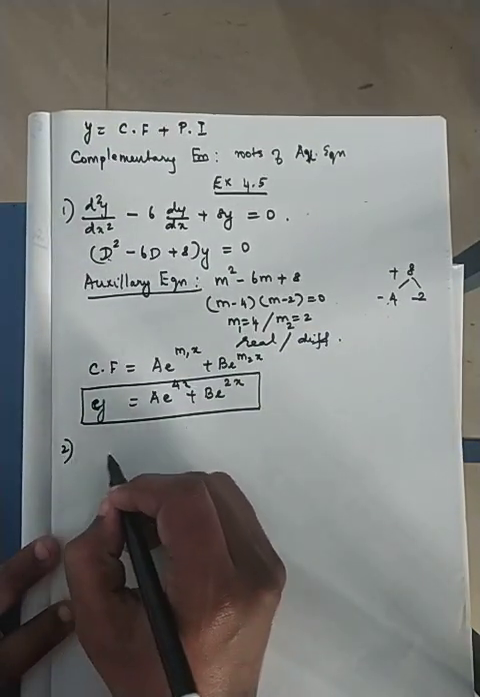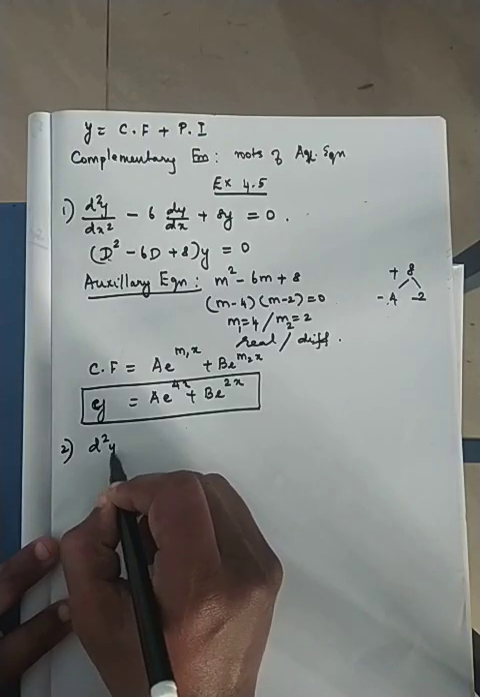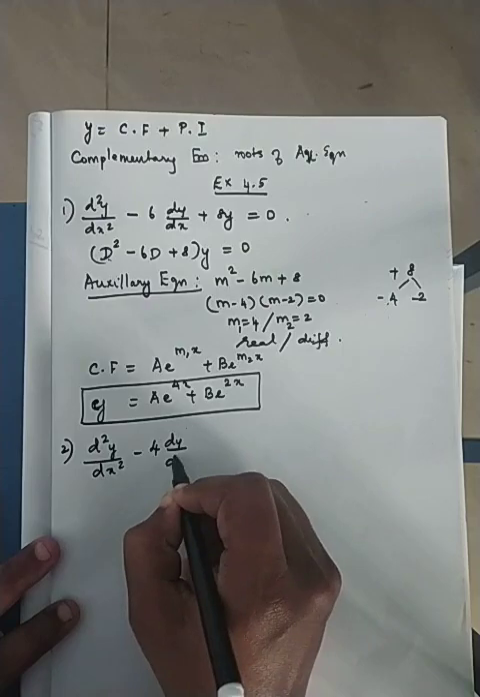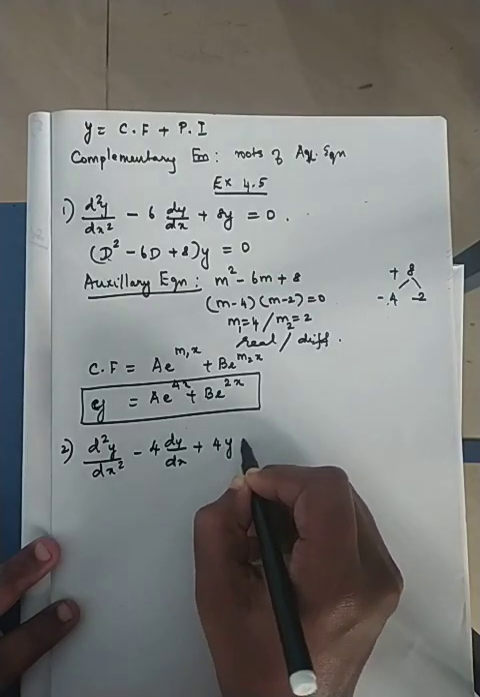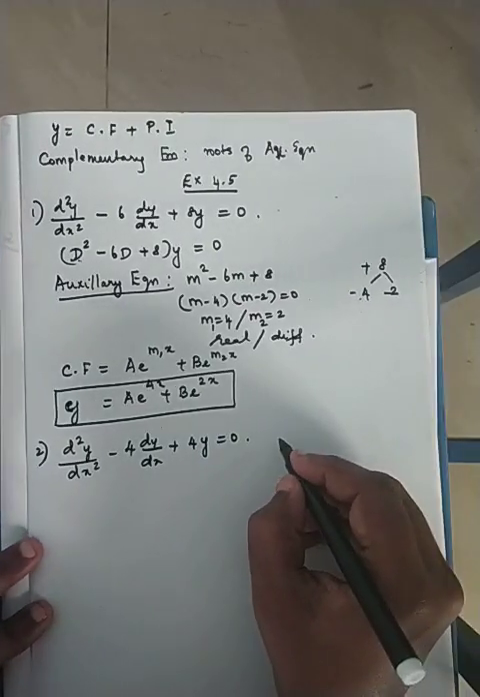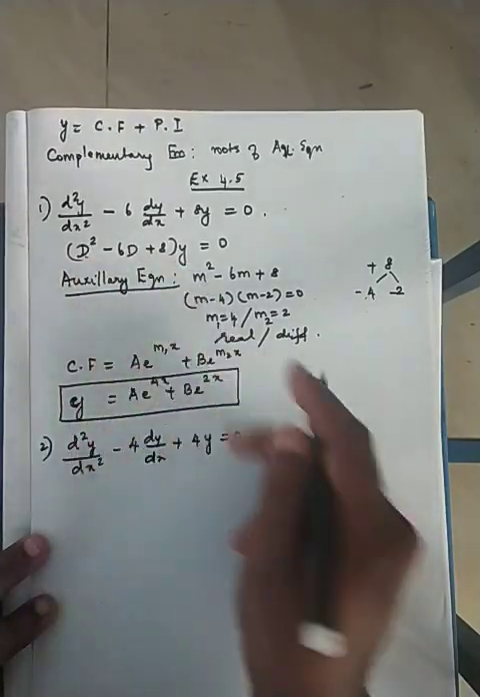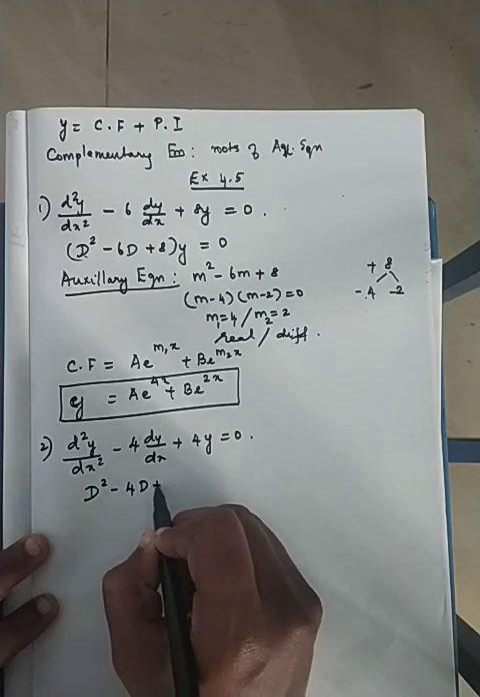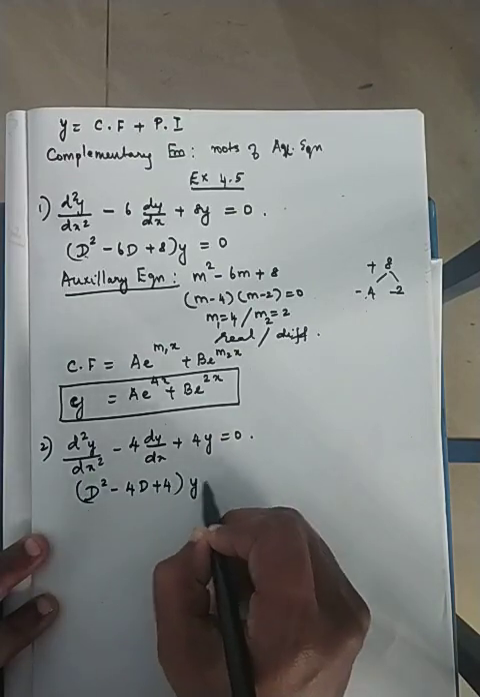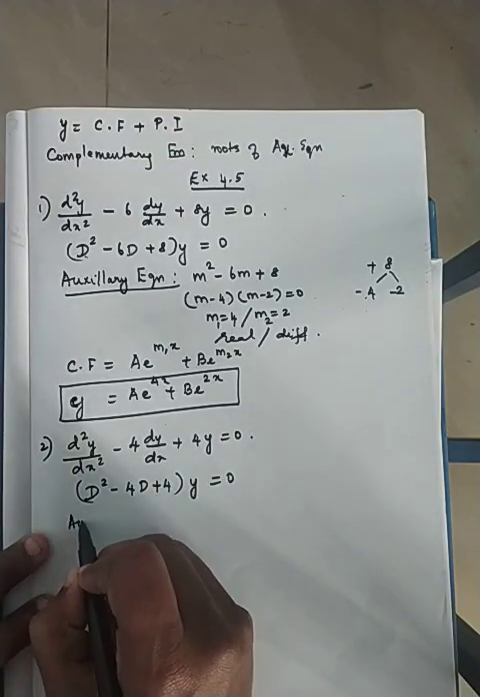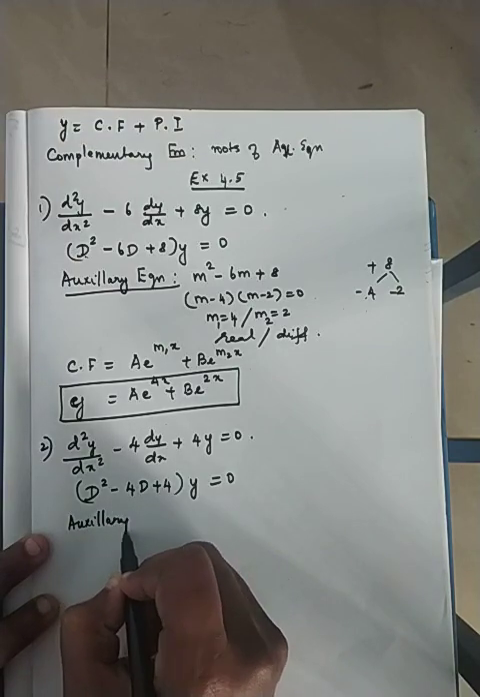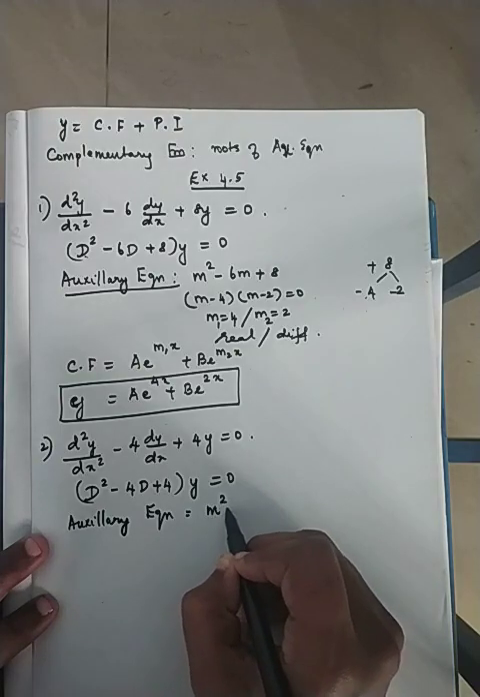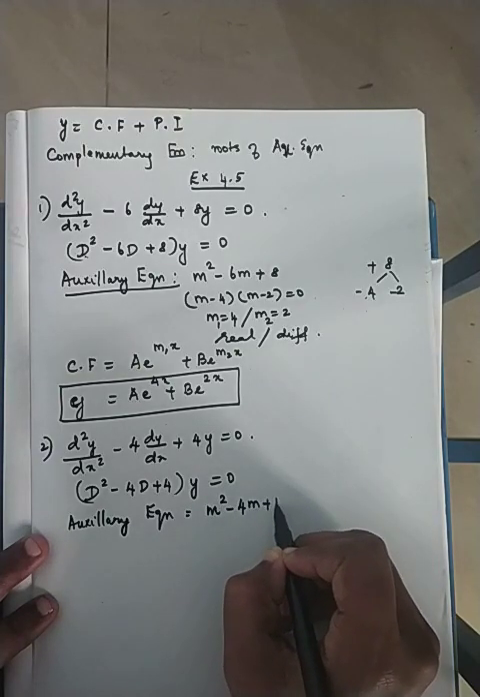Now going to your second problem. That is d squared y by dx squared minus 4 dy by dx plus 4y equal to 0. Now I can replace this this way. That is my standard form, d squared minus 4d plus 4 into y equal to 0. What will be my auxiliary equation? The auxiliary equation is m squared minus 4m plus 4.